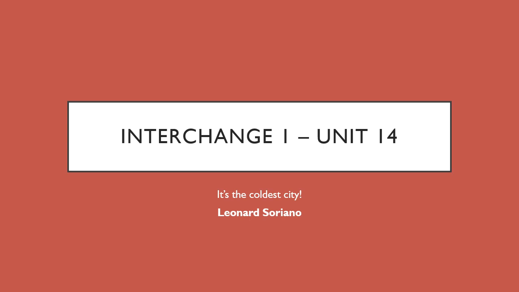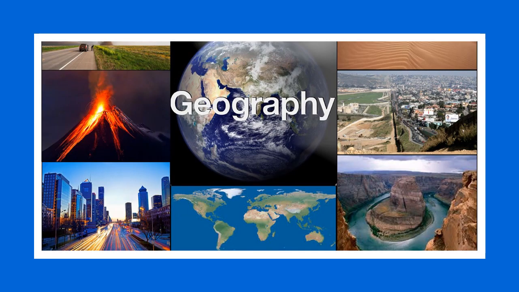It's the coldest city. In this unit, we are going to talk about geography, we will see questions with how, and also we will talk about the comparative and the superlative. Let's begin. We will see now some words that people use when talking about geography.